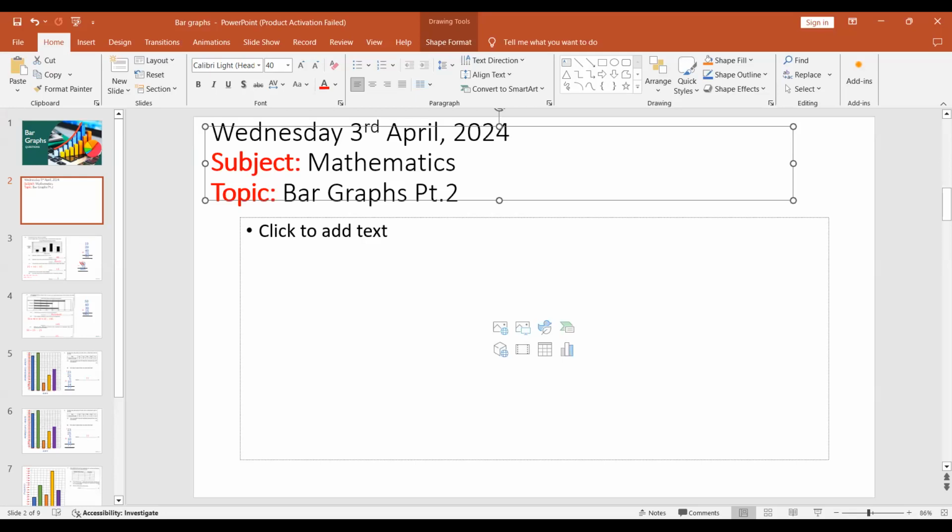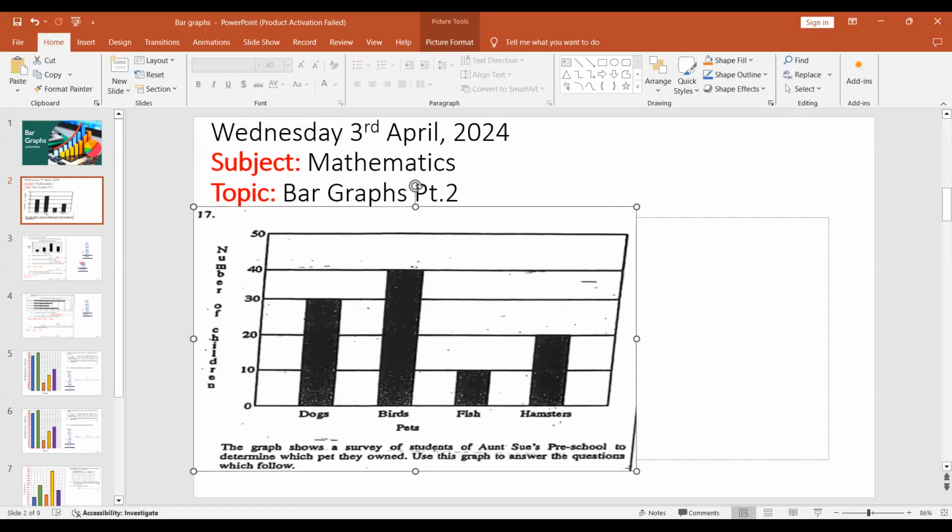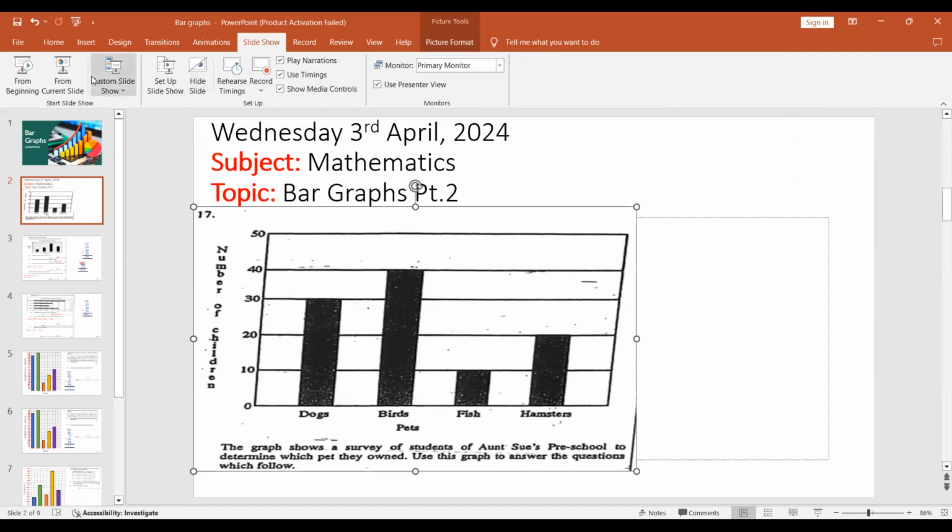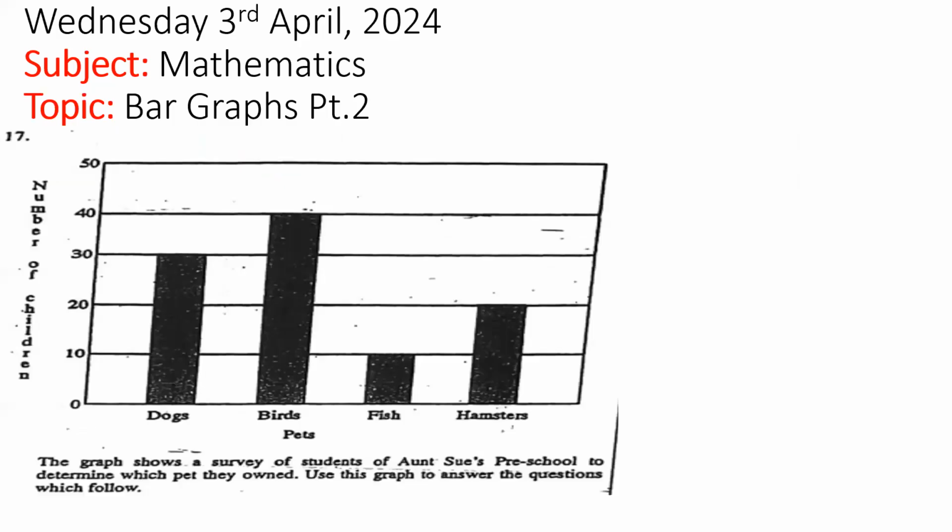All right, so let me show you. Here we have this particular bar graph. If we look at the bar graph, how many creatures or how many animals are being considered inside this bar graph? Four. Four, very good. So we have one that gives us the number for dogs, another for birds, then fish, and then hamsters.